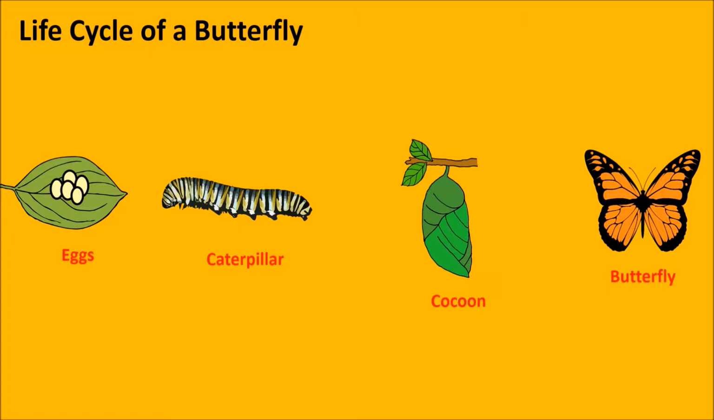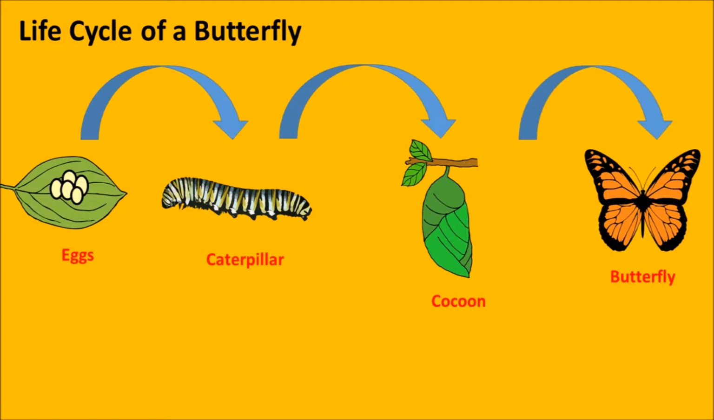The first stage is the egg, the second stage is a caterpillar, the third stage is a cocoon. When in the cocoon, there is a process called metamorphosis taking place, which means the caterpillar is changing into a butterfly. The fourth and final stage is the butterfly. Notice how the arrows appear from stage to stage to indicate the next stage of the butterfly.